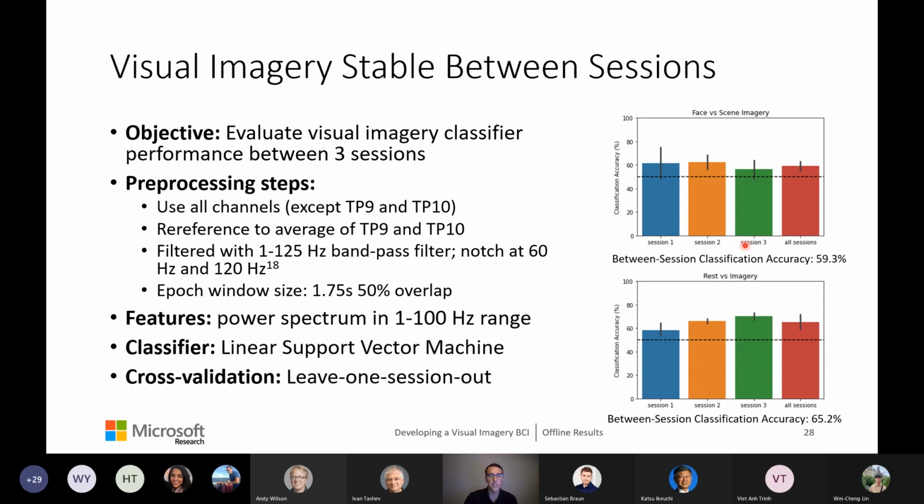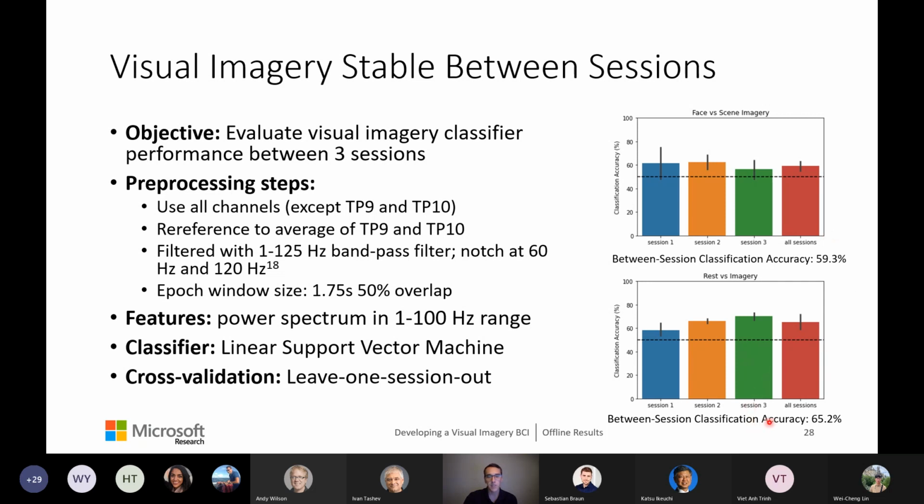What was really cool about this data is when I tried to do a between session classification, training my classifier on, say, session 1 and session 2 and testing it on new session data that it hasn't seen, we were still able to get like 60% classification accuracy, which is pretty cool because most of the time with EEG applications, it's kind of hard to transfer data from one session to the other.